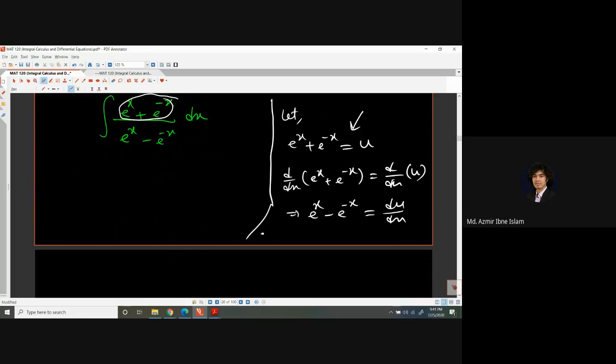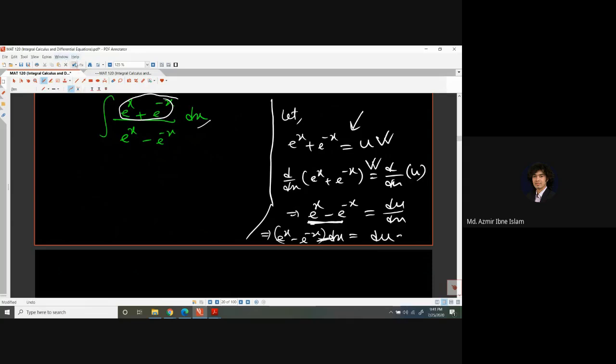In the next step, we have to keep the x terms, that is e to the power x minus e to the power negative x dx, on the left side, and on the right side we need to keep the u terms. So those are the steps. Step 1 is to take a function as u. In step 2 we differentiate with respect to the independent variable, and in step 3 we keep the x terms on the left side and the u terms on the right side.